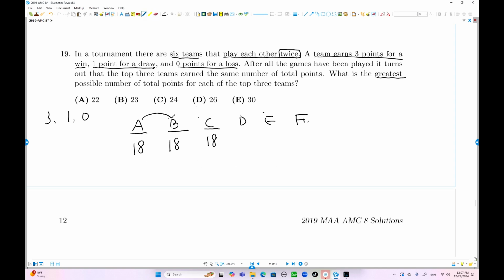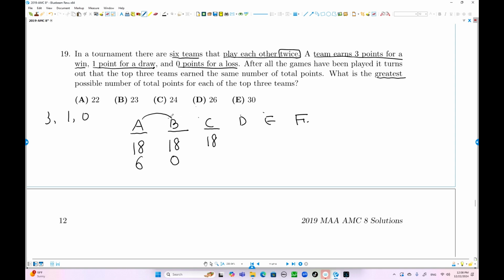A wins in the game. So 2 games, right? 2 times 3 is what? 6. But this is still 0, right? That's right.